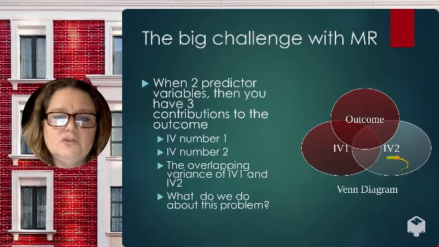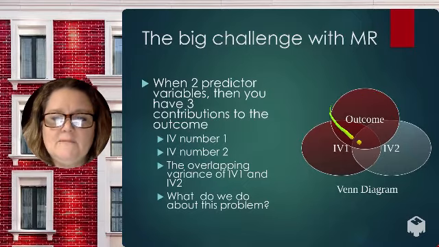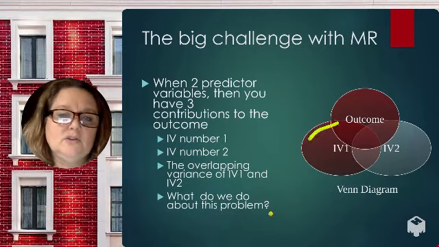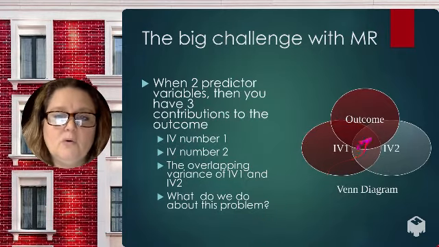IV1, IV2, and then this is their overlapping variance. And this would show you how much they can predict of the outcome variable in this Venn diagram that we're looking at here. So the question we always ask is, what are we going to do about that problem of this overlapping variance? What's predicting this?